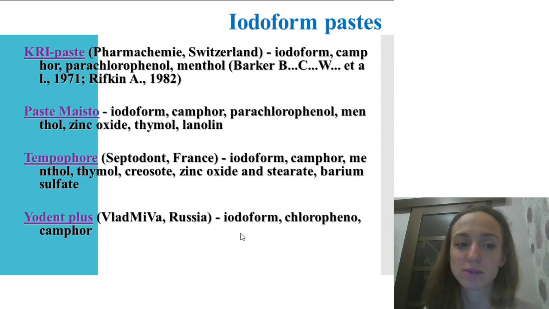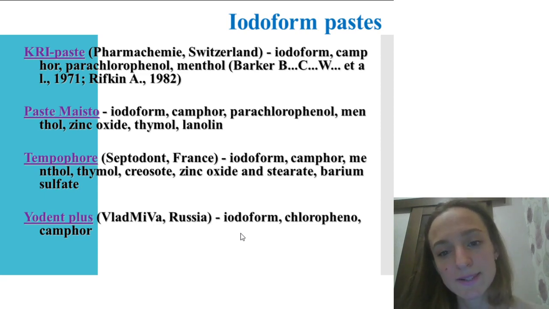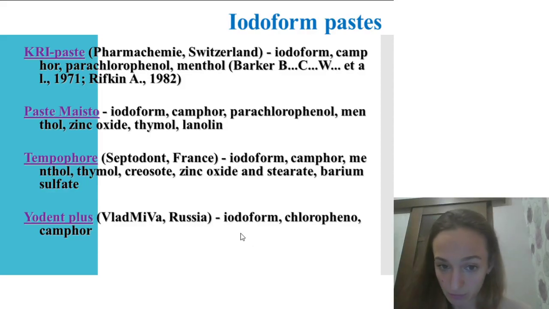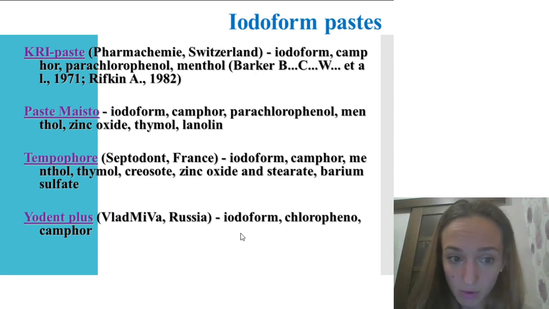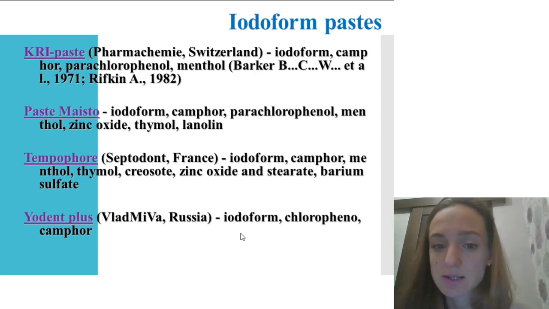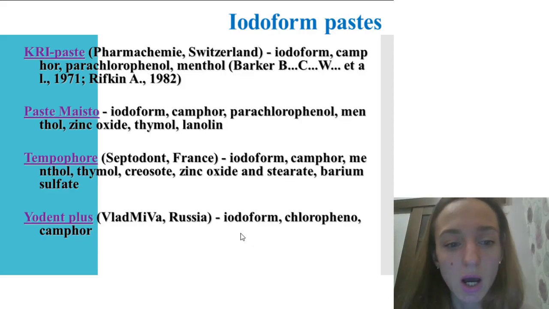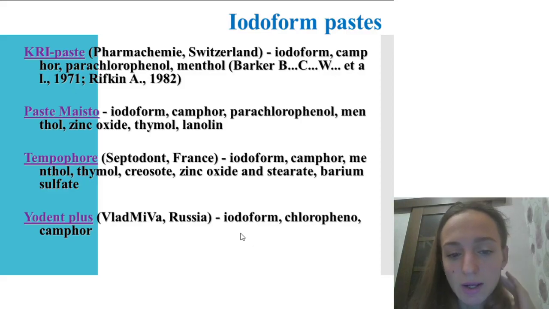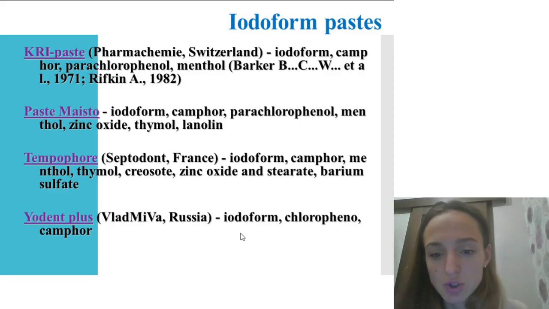some examples. KRE paste: iodoform, camphor, parachlorophenol, and menthol. Paste Meister: iodoform, camphor, parachlorophenol, menthol, zinc oxide, thymol, lanolin. Tempo 4: iodoform, camphor, menthol, thymol, creosote, zinc oxide eugenol, and stearate, barium sulfate. Anti-odent plus: iodoform, chlorphenol, and camphor.